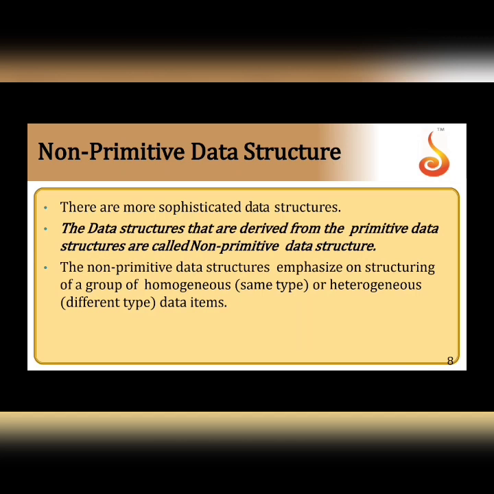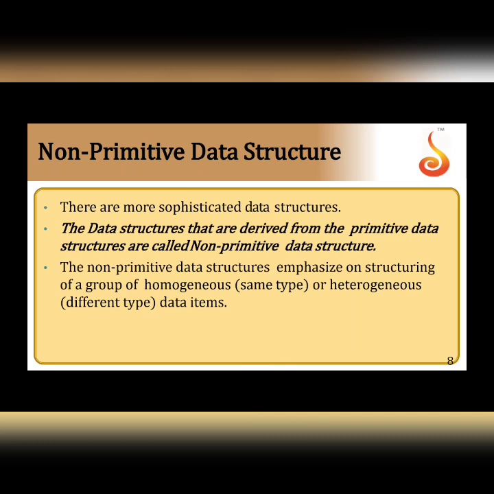An array is a homogeneous set of elements. If I say integer array, again integer is a primitive data structure. A collection of integers becomes an array. Or I can have a float array. A string is nothing but a character array. Data structures that are derived from primitive data structures are called non-primitive data structures.